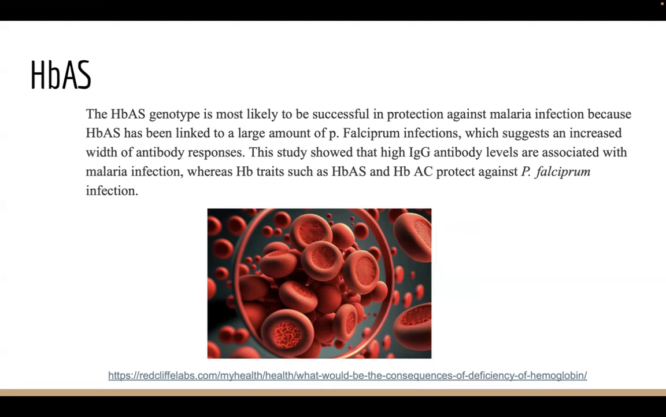IgG antibodies are a class of antibodies that are the most abundant type in the bloodstream that play an important role in the immune response and provide long-term protection against pathogens. Low IgG levels explain the counter effect hemoglobin variants have on antibody development.